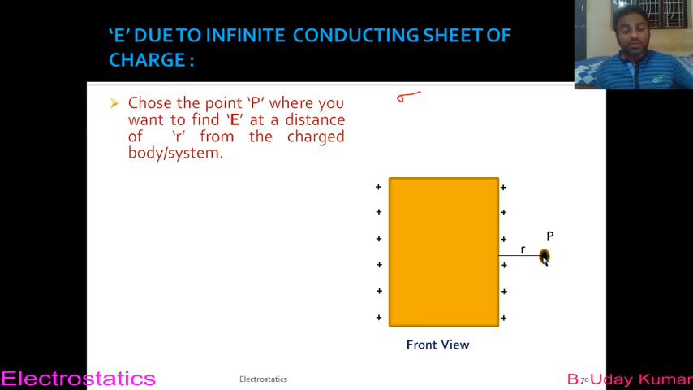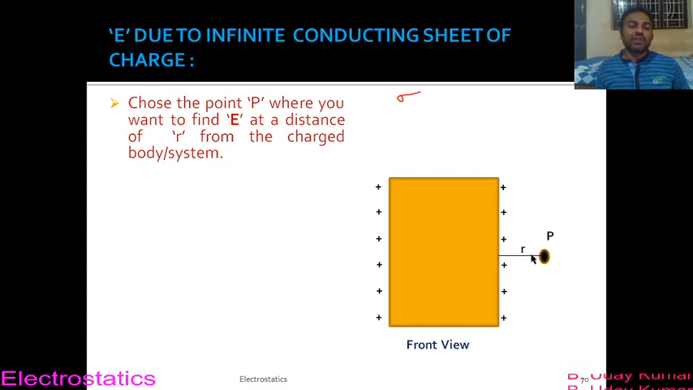You don't know the magnitude of the electric field intensity at this point P, but you know the direction of the electric field intensity at this point P, right? So please remember, here at point P, the electric field intensity will be directed outward. How the electric field direction will be, that we understood already in our previous slide. I hope you got it. So I have chosen point P, which is present at a distance of small r from the sheet of charge, the conducting sheet of charge.